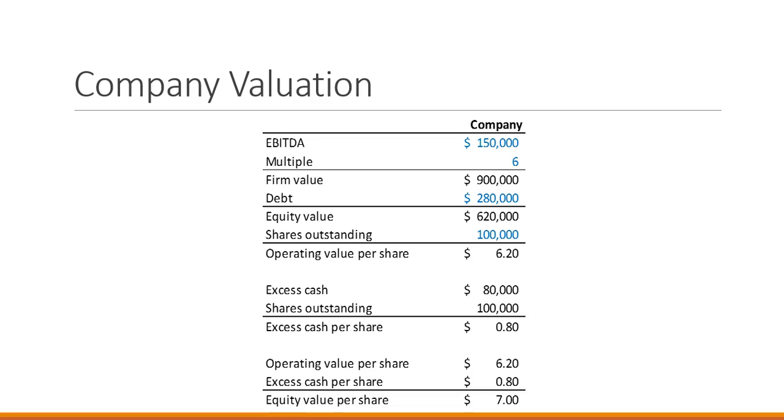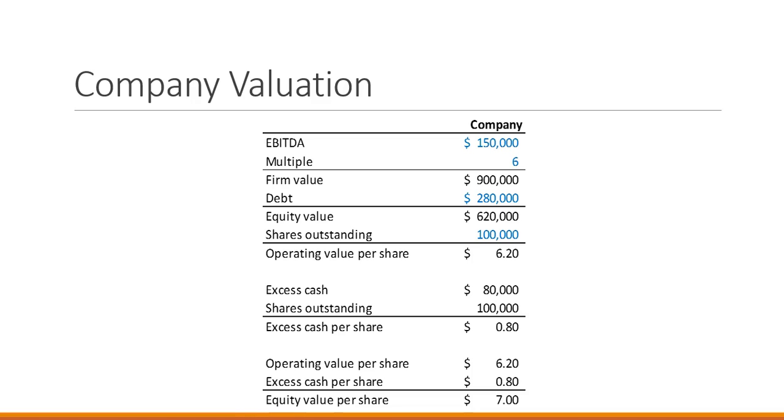This multiple would come from a comparable companies analysis based on looking at comparable companies. What is their total value? What is their EBITDA? And what is the multiple relationship between the two? So we've decided that the correct multiple for our company is 6 times EBITDA. That gives us a firm value of $900,000. The entire entity is worth $900,000.